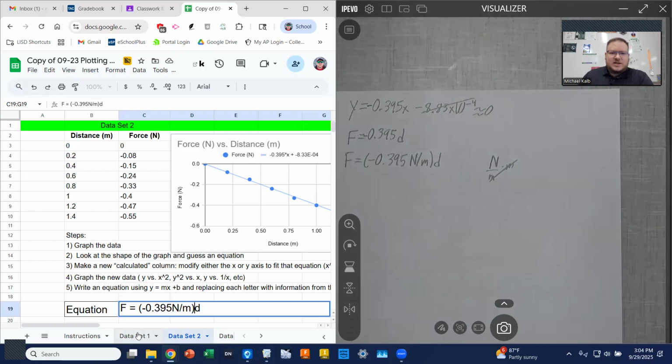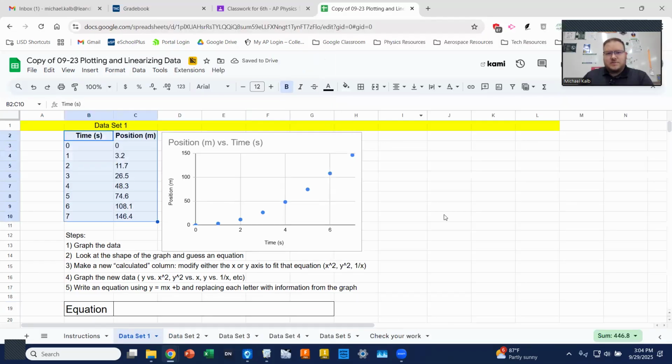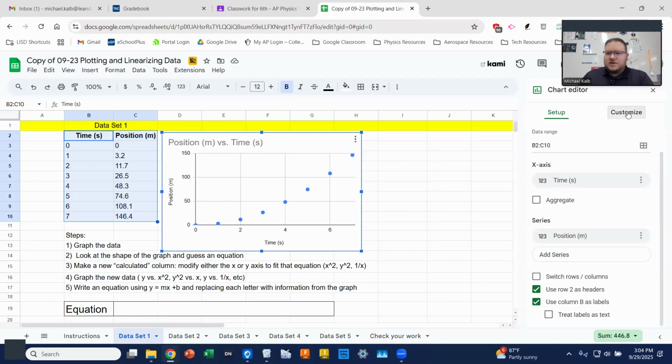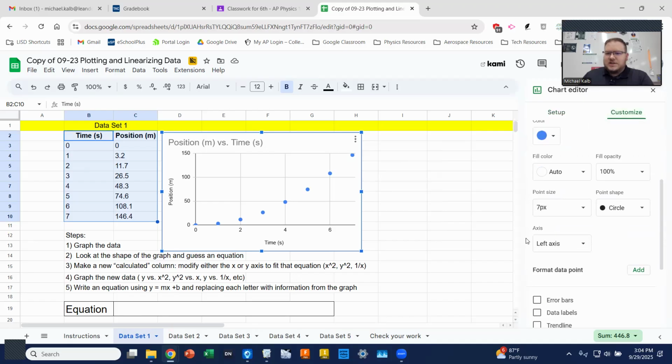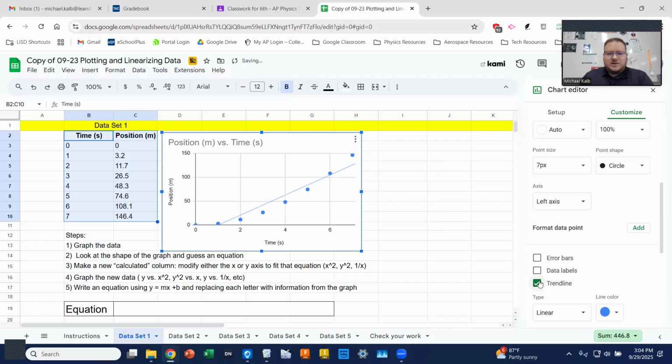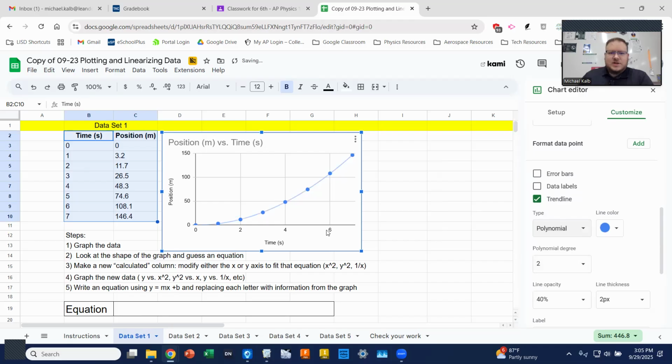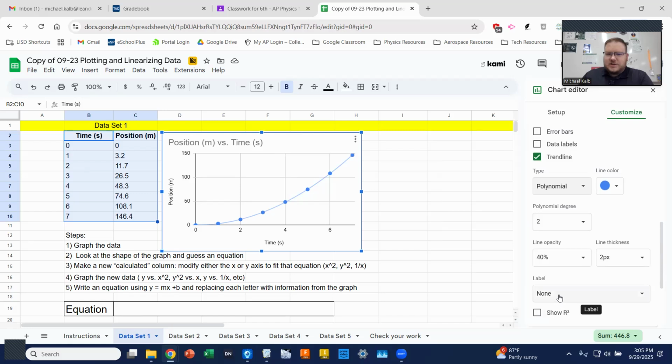Now let's go back to data set one. This is not linear, it's curved. I don't know what kind of curve it is, but here I'll click on these three dots, go to edit chart, customize, series, trend line. I can do type polynomial. That doesn't tell the whole story, necessarily. Now, in this case, yeah, it turns out the data is quadratic. We'll get to that in a sec.